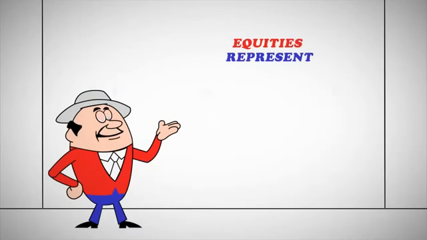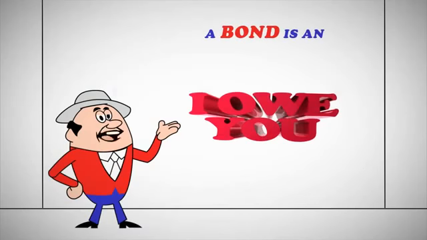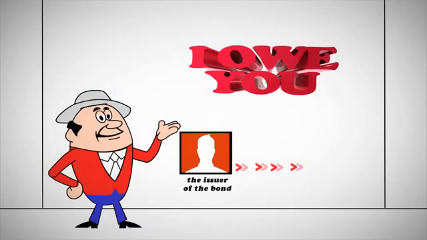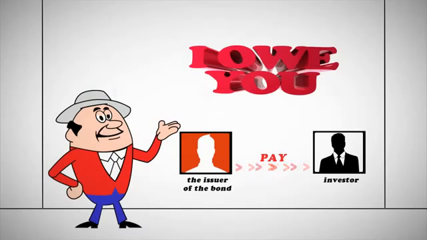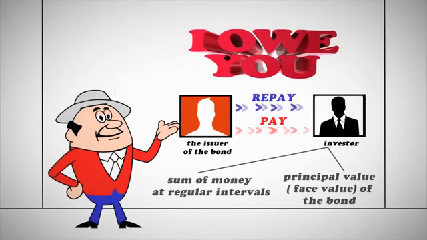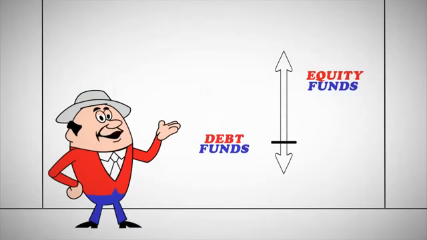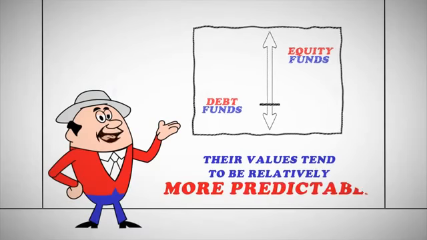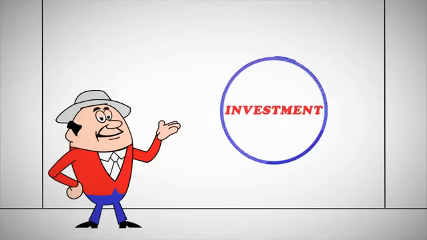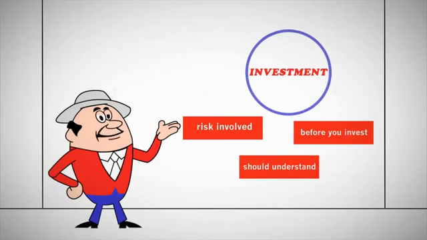While equities represent ownership, shares in a corporation, a bond is an IOU that obligates the issuer of the bond to pay the investor a specified amount of money at regular intervals and to repay the principal value, the face value of the bond at a given future date. Debt funds are considered less risky than equities because their values tend to be relatively more predictable. But as with any investment, there is always some risk involved that you should understand before you invest.